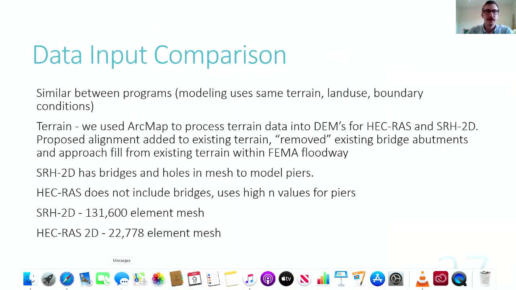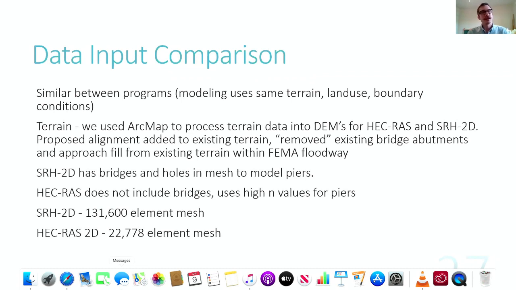So data input comparison, when we were setting up these models, everything was pretty much the same between the two programs. So why is there a difference in the number of cells that were used? And that's a good question. You can see here, SRH2D, 130,000 elements, and HEC-RAS 2D only had 23,000. So why do we do that?